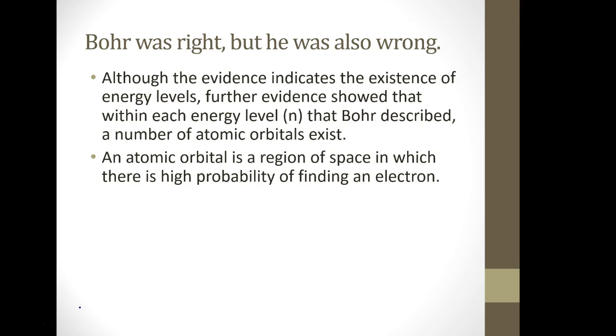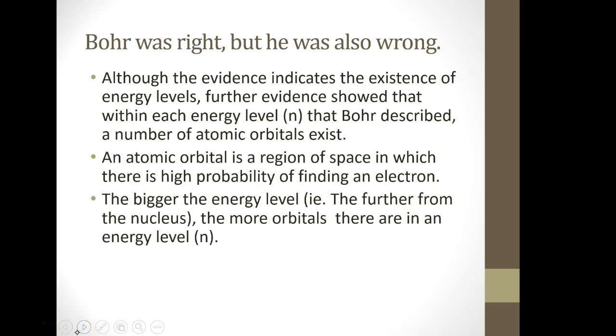And so there was another guy named Schrodinger. You've probably heard of Schrodinger's cat. Same guy, different idea. But the idea is he came up with this mathematical model for an atomic orbital. And it's a region of space in which there's a high probability of finding an electron. We can't really know where they are. That's something called the Heisenberg uncertainty principle. But there's a good chance of finding them.